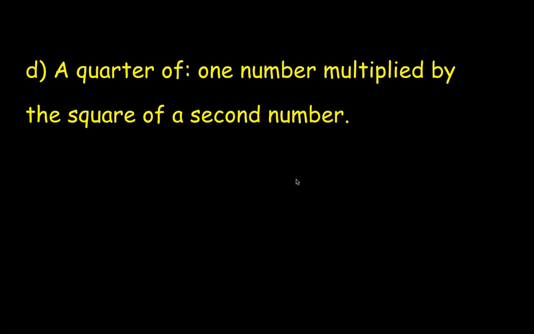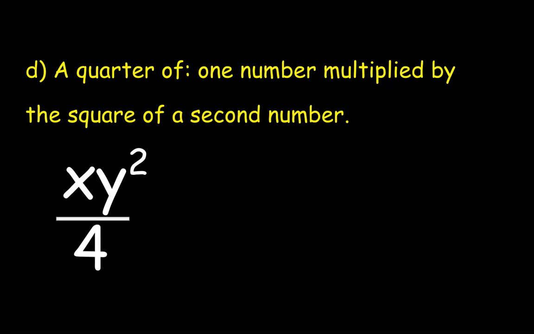A quarter of one number multiplied by the square of a second number. So you've got to be careful how we read this. I've put a colon there so that you don't confuse it. So it's not a quarter of one number. It's a quarter of one number multiplied by the square of a second number. Pause the video, continue when you're ready.